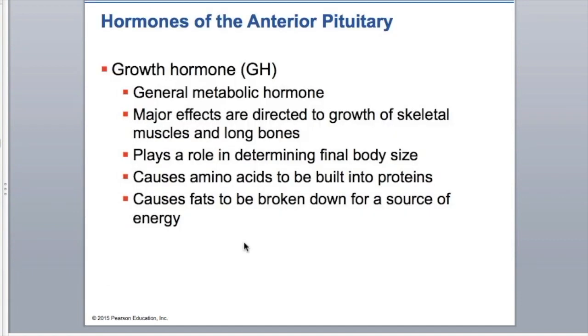All right, let's move on to the anterior pituitary and growth hormone. Growth hormone is a general metabolic hormone, but it affects the growth of your skeletal muscles and your long bones. What it does is it plays a role in determining how big you're going to grow or how small you're going to grow. It causes amino acids to be built into proteins, which means it triggers the growth of your muscles, and it causes fats to be broken down as a source of energy.